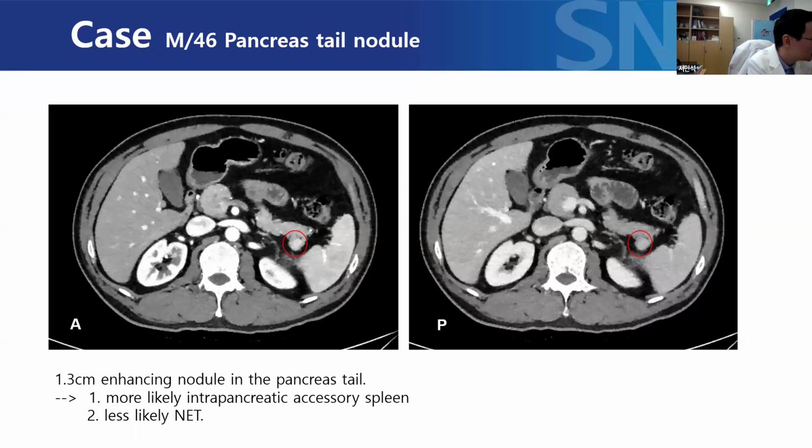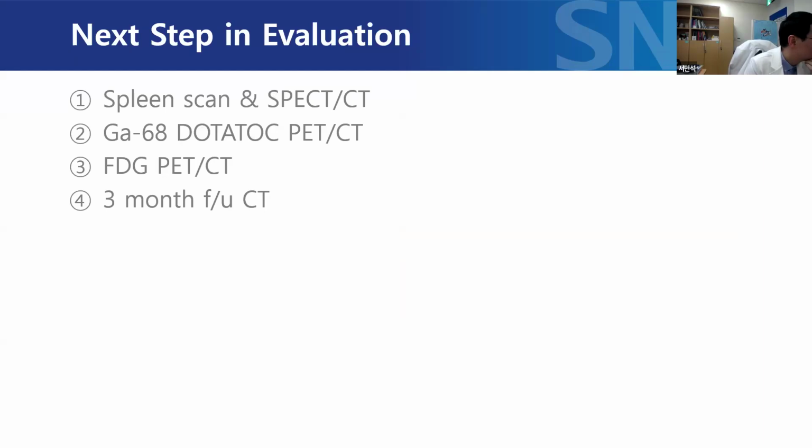Next is a 46-year-old male with a pancreatic tail nodule. There was an enhancing nodule in the pancreatic tail, and the differential diagnosis included a pancreatic neuroendocrine tumor versus an intrapancreatic accessory spleen, which can also appear as a well-enhancing nodule. In this case, what might be the next step?